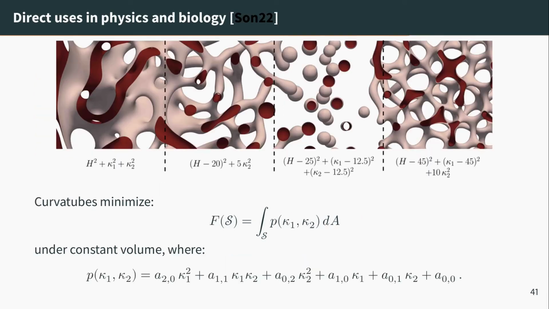Going even further, instead of just looking at kappa 1 plus kappa 2 minus H0, we can try to minimize arbitrary polynomials of the curvatures. So we may be interested in surfaces that minimize the integral of a surface, under a constant volume, of a polynomial of degree 2. You have a coefficient for kappa 1 squared, a coefficient for kappa 1 kappa 2, a coefficient for kappa 2 squared, kappa 1, kappa 2, and a constant term.